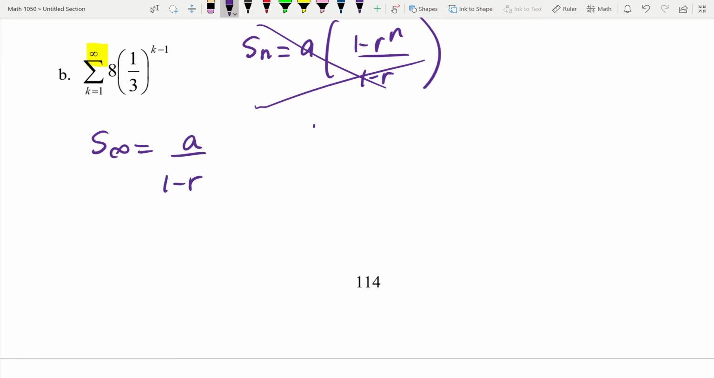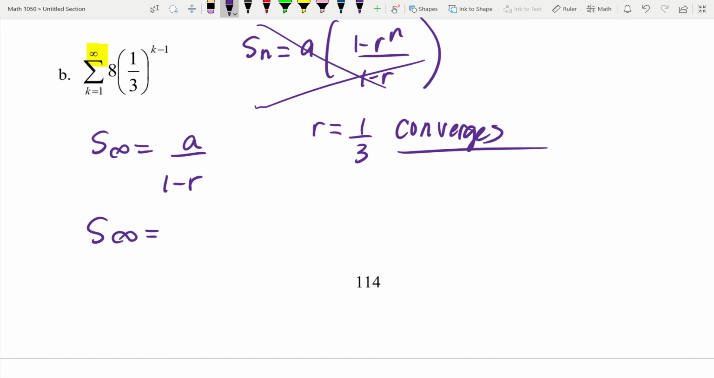By the way, someone tell me what my r is. I can't do it if it doesn't converge. I have to make sure it converges. What's my r? It is 1/3. So I would literally write r equals 1/3, and then I would say converges. So the sum of an infinite series is the first term.